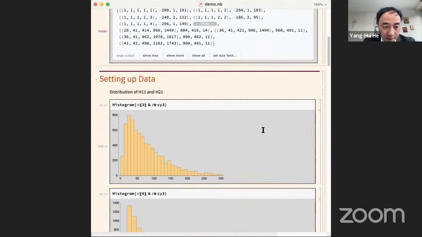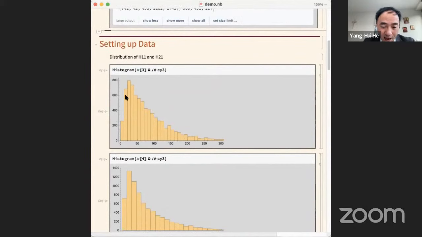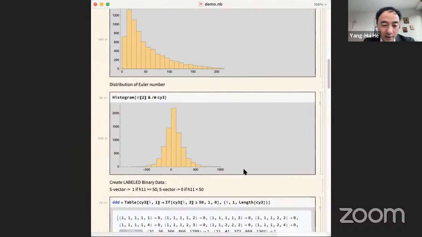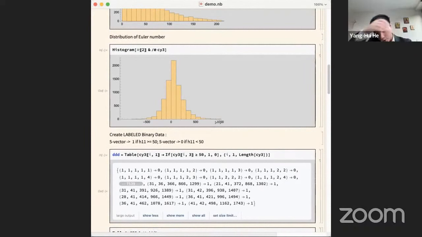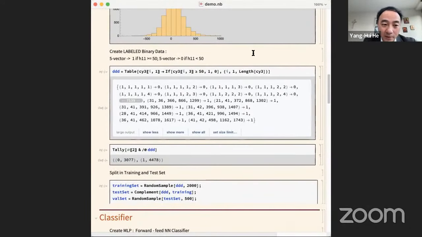And you can see here's the distribution of H11. You just do a histogram, and you can see it's Poisson-like. Here's the histogram of H21, it's also Poisson-like. And the distribution of the Euler number is roughly Gaussian, but we know secretly it's not. It's sort of a pseudo-void plus a Gaussian deformation kind of distribution. The peak, again, is at the self-mirror manifolds of Euler number 0. Okay, so that's all good. Now, here's the key part. You want to create a labeled data set.